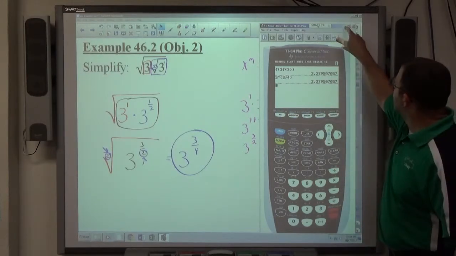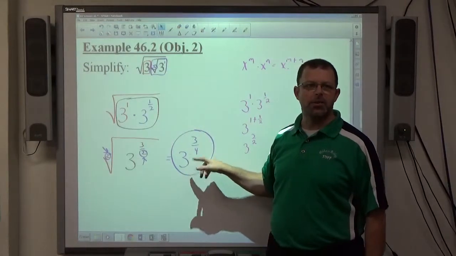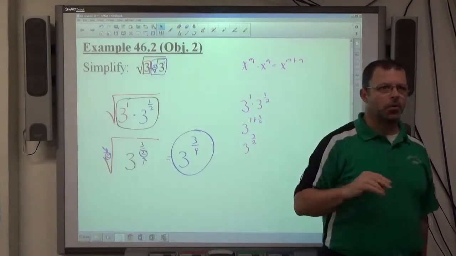So again, the structure we're looking for is a radical inside a radical. When we get that picture, I'm looking for this type of answer: one number raised to a fractional power. When you get to that point, you're done.